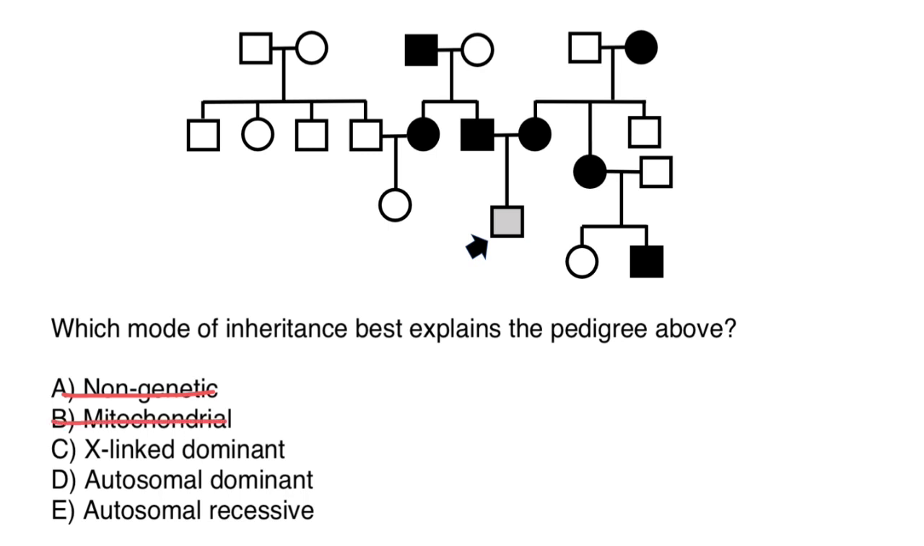Next variant, X-linked dominant. Why is it not X-linked dominant? Because this male here, if his X chromosome is defective, he cannot pass it to his son. He only can pass the Y chromosome. So there is no way that his son would be affected with an X-linked dominant genetic disorder. Now we have 2 variants left, autosomal dominant and autosomal recessive. Why is it not autosomal recessive?